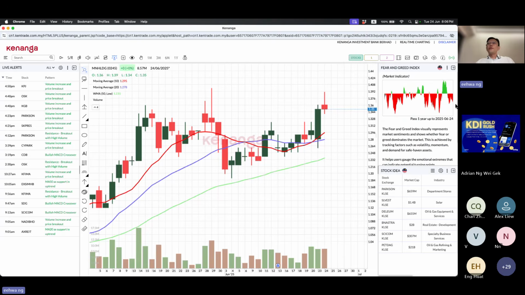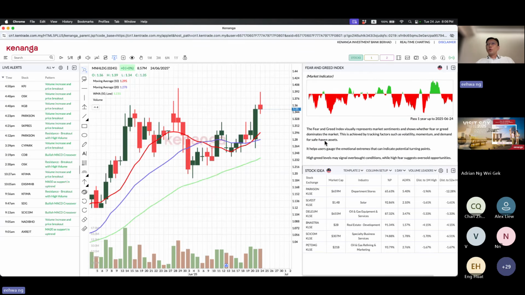Now, if this is too small for you, you can use this to drag the window out so you can have a better representation. So what you are looking at here is our own developed fear and greed index for Bursa market. As you can see right now, we are at the low. The previous time the market went to the low was sometime over here. Also, over the past 1 year, this is the lowest that it gets.